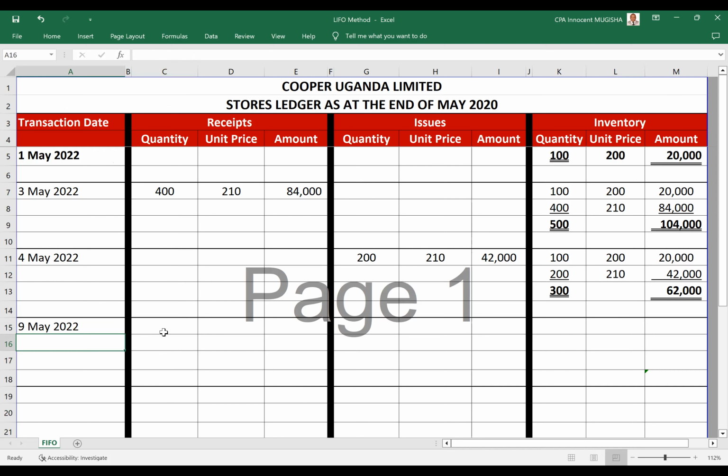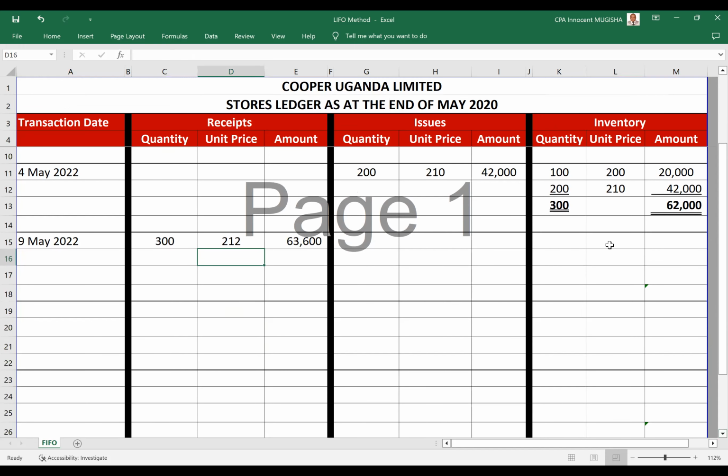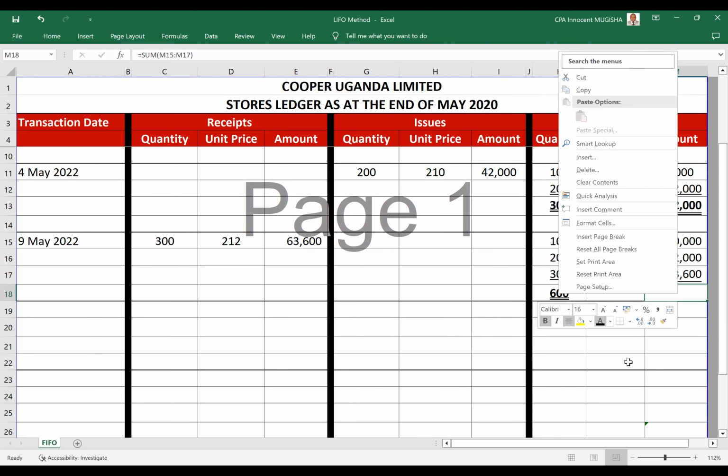On the 9th, some inventories came in. There were 300. That one we did. So just give me a picture of what's happening in your store at the end of the 9th of May. At the end of the 9th, I have the original 100 and the 300 that has come in. So you have 400. Okay, perfect.